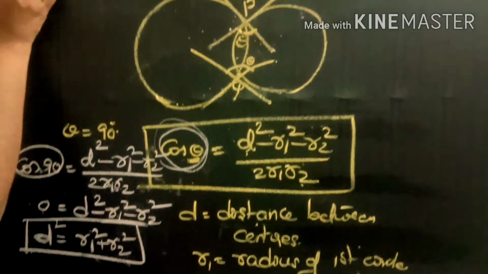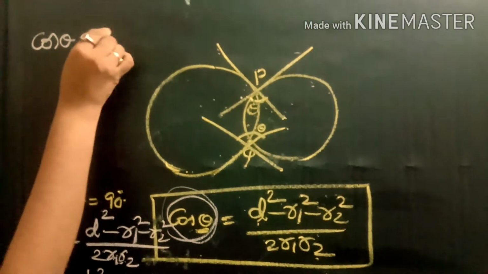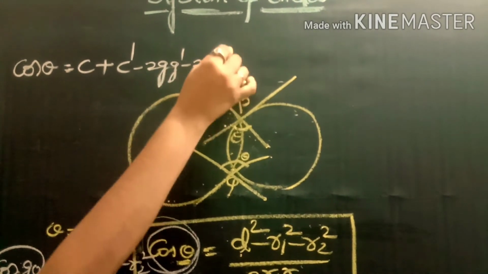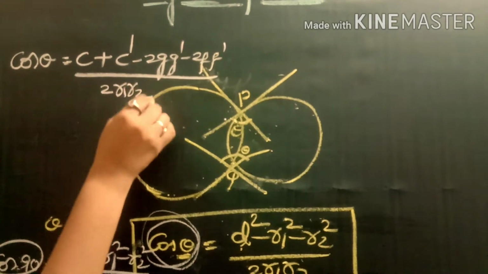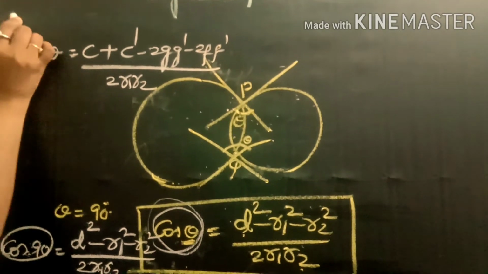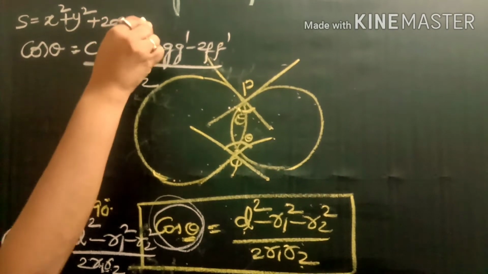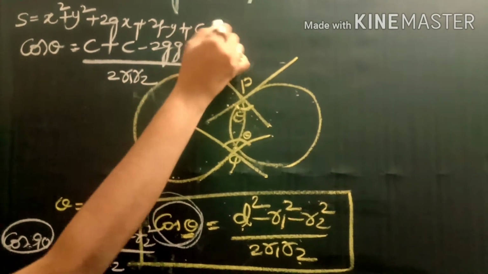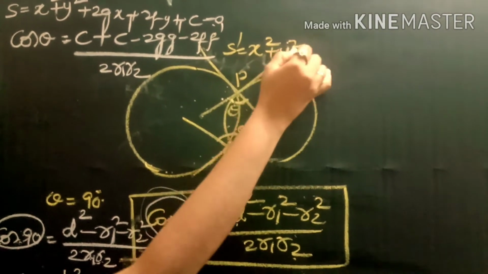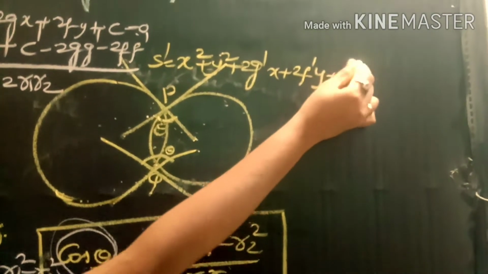And the second formula for finding the angle between the two tangents is cos theta equals c plus c dash minus 2g g dash minus 2f f dash by 2r1 r2. This is the simplified form of the formula. Here, for example, take the circles as S equals x square plus y square plus 2gx plus 2fy plus c equals 0, and S dash equals x square plus y square plus 2g dash x plus 2f dash y plus c dash equals 0.